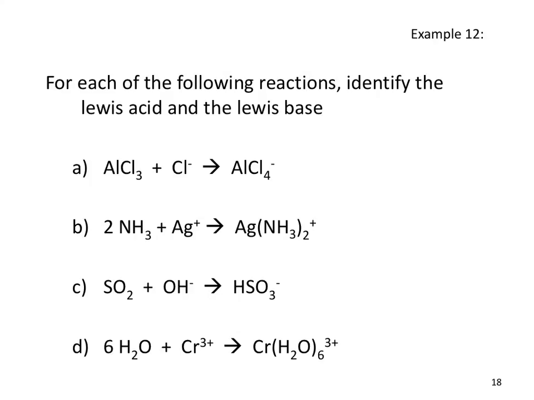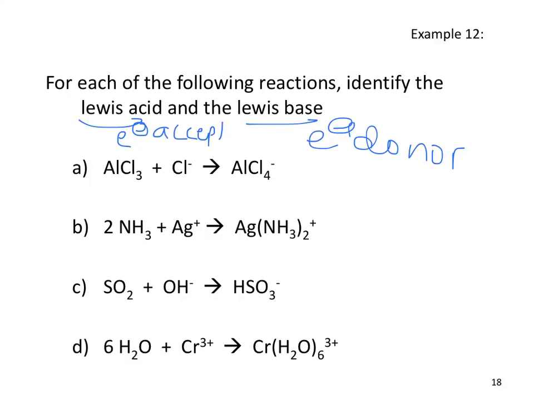Let's take a look at the final slide. The question is, for each of the following reactions, identify the Lewis acid and the Lewis base. So again, the electron donor is Lewis base, electron acceptor is Lewis acid. So these usually will contain metal ions. That will be the Lewis acid. So negative charge, that must be Lewis base. Metal, that must be your Lewis acid.